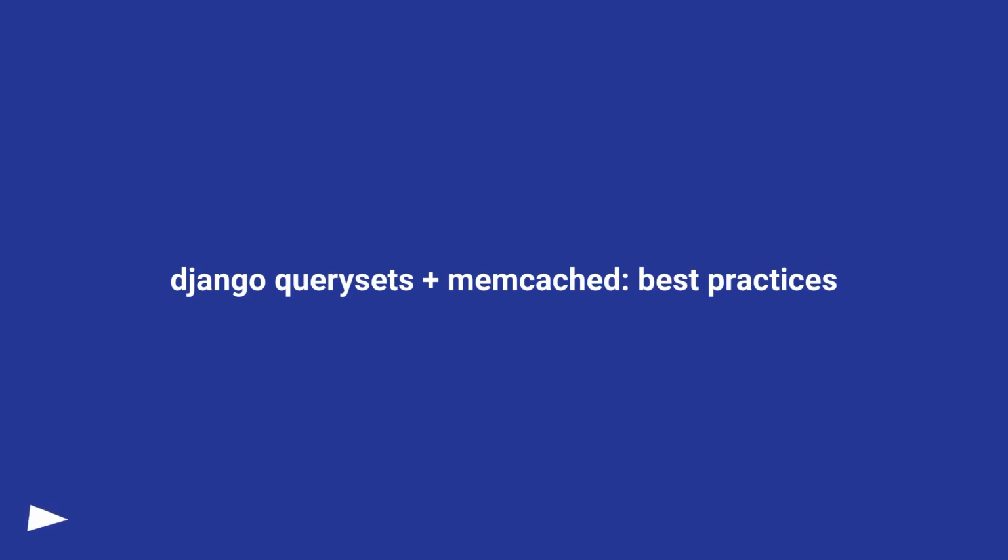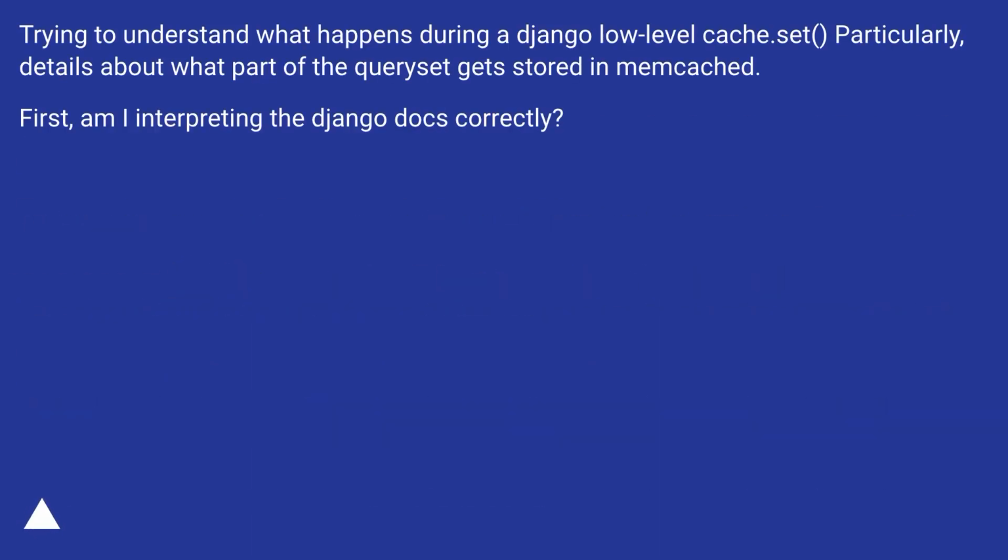Django query sets plus memcached, best practices. Trying to understand what happens during a Django low-level cache.set, particularly details about what part of the query set gets stored in memcached. First, am I interpreting the Django docs correctly?